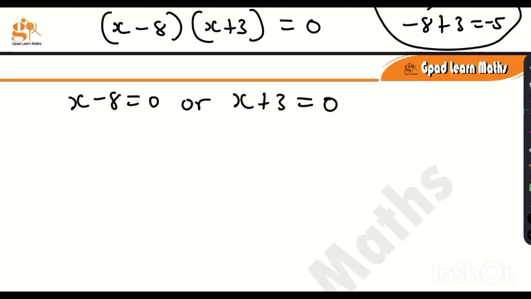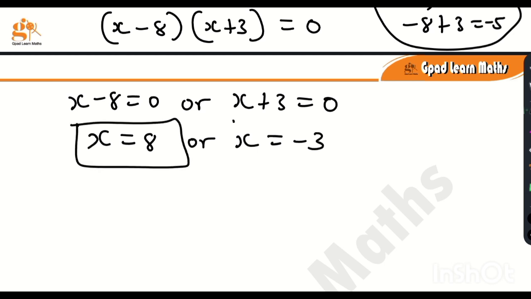So to get the value of x from this first equation, I'm going to transpose negative 8 to the right-hand side. So x is equal to 8, or here, transpose plus 3 to the right-hand side, x will be equal to what? Negative 3. Now, I want us to test if these two values of x will satisfy the equation.